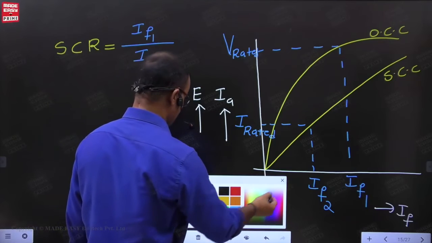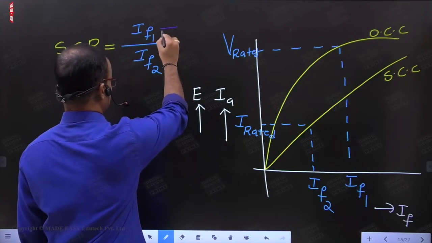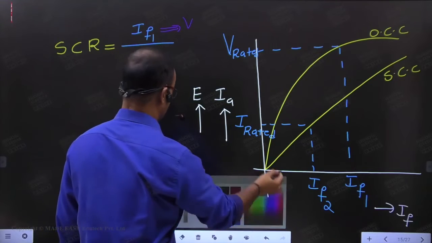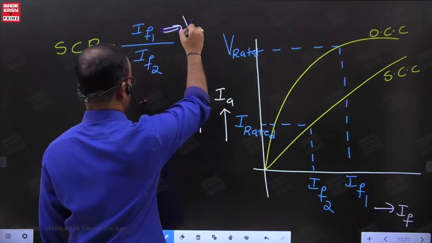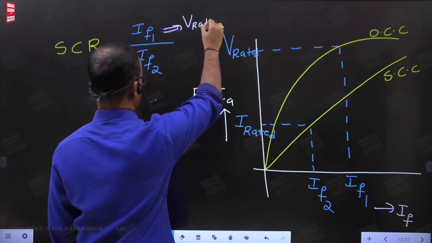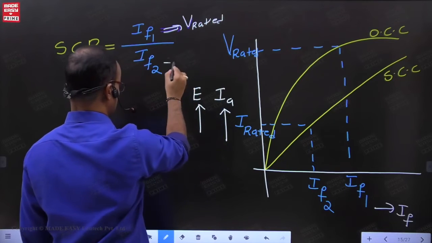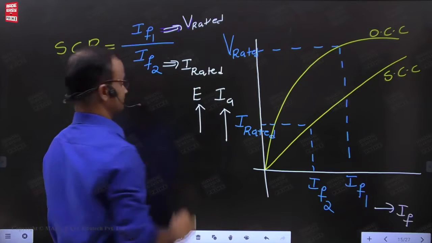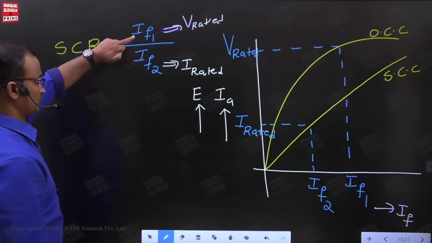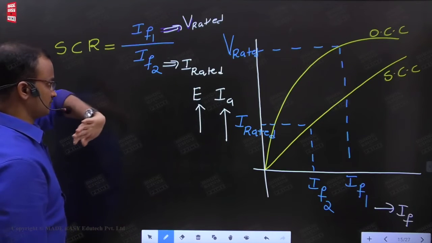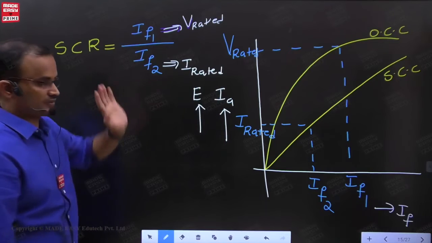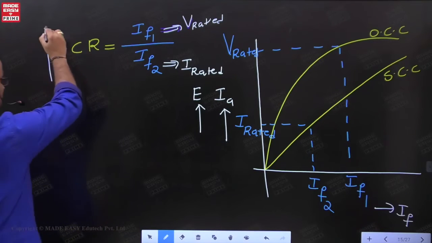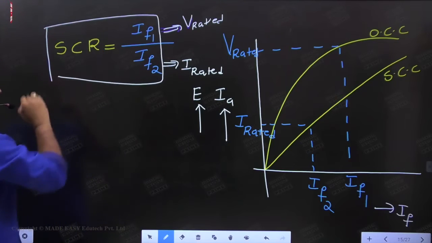That means in this example, IF1 corresponds to rated voltage, and IF2 corresponds to rated armature current. The numerator is the field current required to produce rated voltage. IF2 is the field current required for the rated armature current. For objective questions, just remember this basic definition.